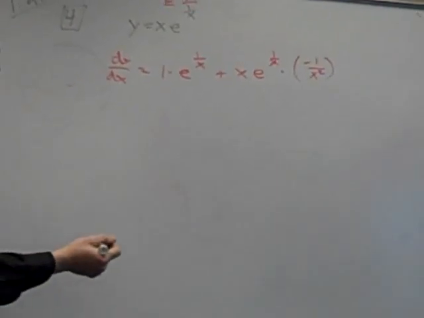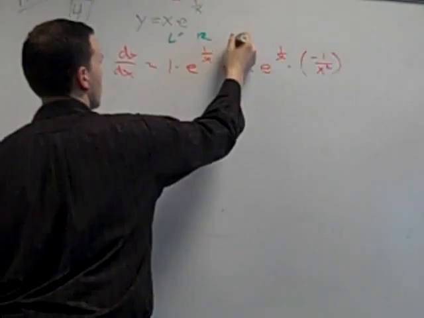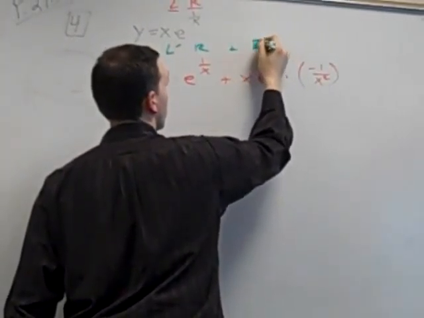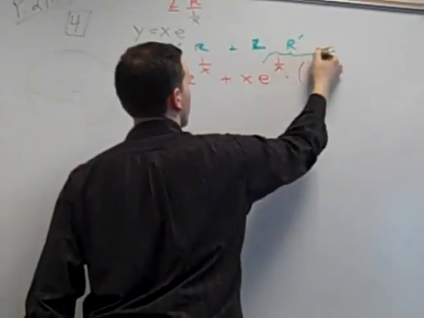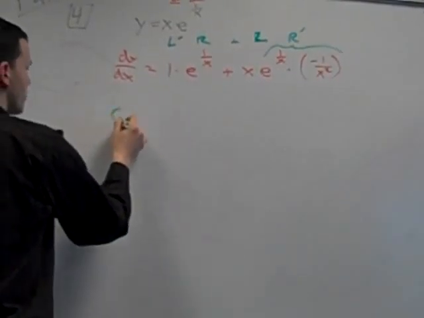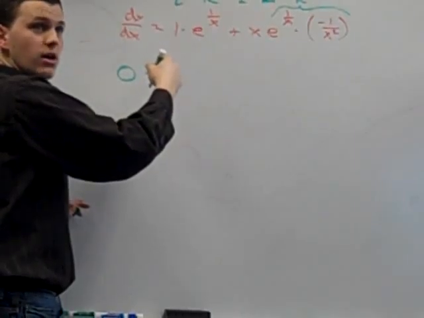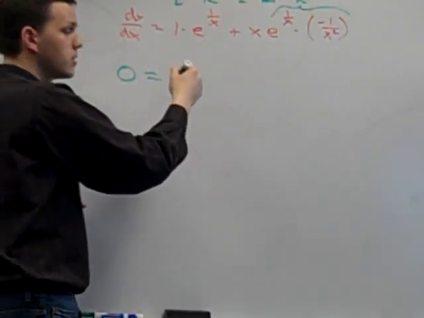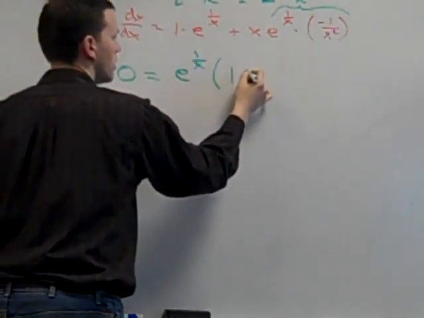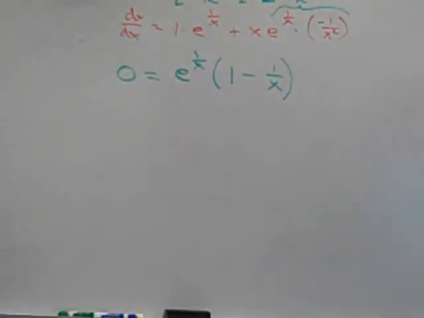Okay, so we set this equal to 0. Oh yeah, so this was L prime r plus L r prime. Right, there's a product rule. Okay, so we set the derivative equal to 0. I'm going to go ahead and factor an e to the 1 over x out. I think that'll be easier. Right, Matt? So if I factor e to the 1 over x, it'll be times 1 minus 1 over x. Right?